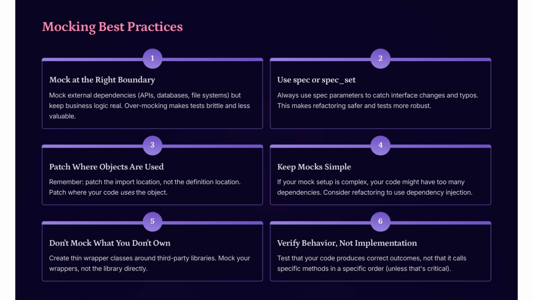Mock external dependencies like APIs and databases, but keep business logic real to avoid brittle tests. Use spec parameters to catch interface changes, ensuring robust tests. Patch objects where used, not defined. Simplify mock setups to reduce dependencies. Mock your wrappers, not third-party libraries, and focus on verifying outcomes, not implementation details.